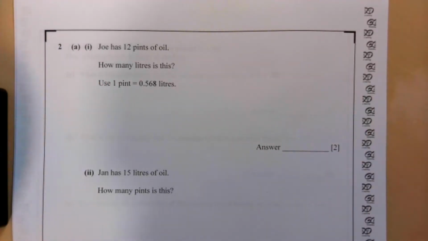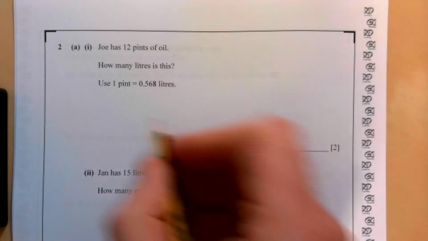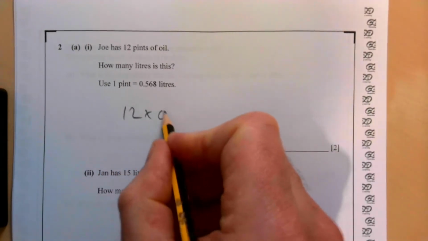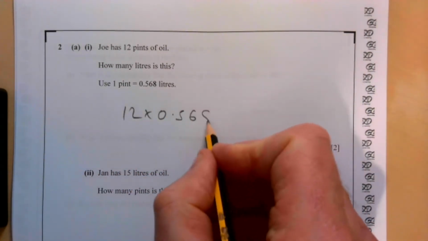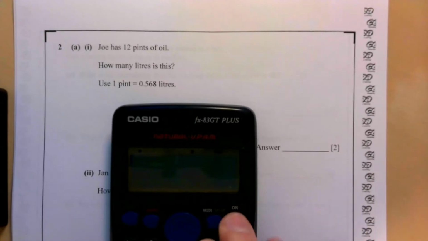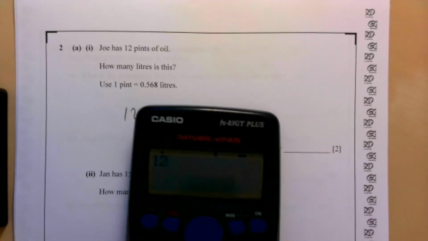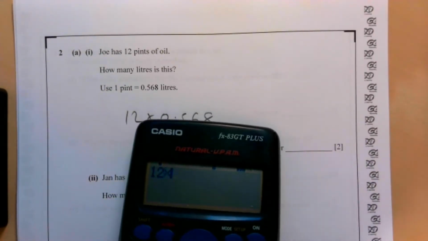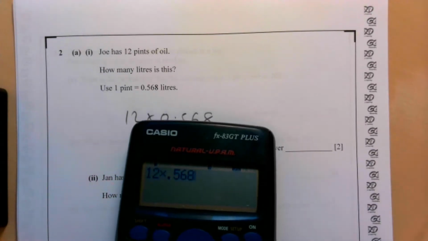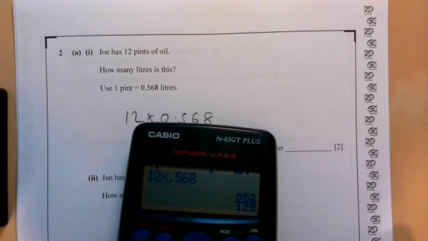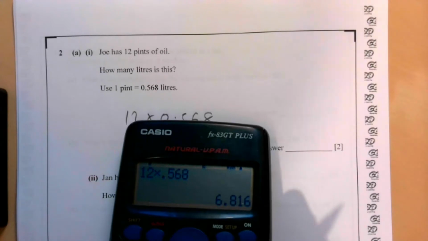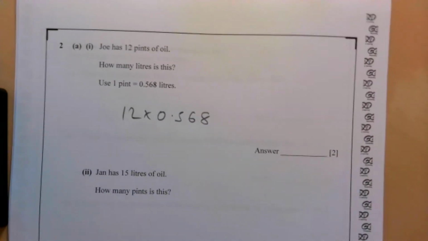Joe has 12 pints of oil. How many litres is this? We need to do 12 multiplied by 0.568. I think you can see it better if I lean it that way, hopefully. And that gives us 6.816.